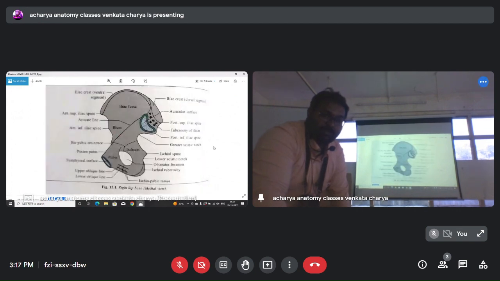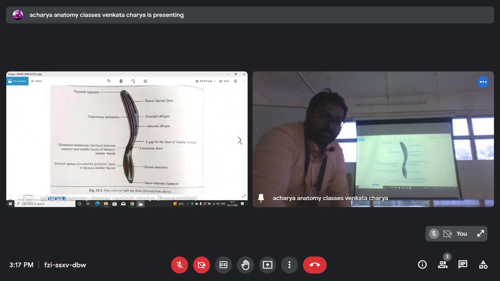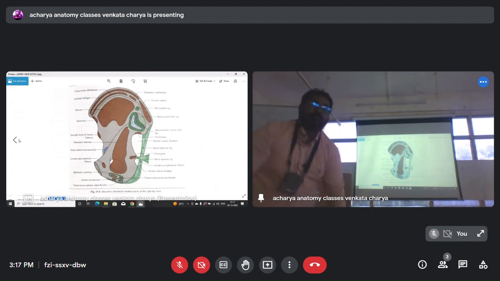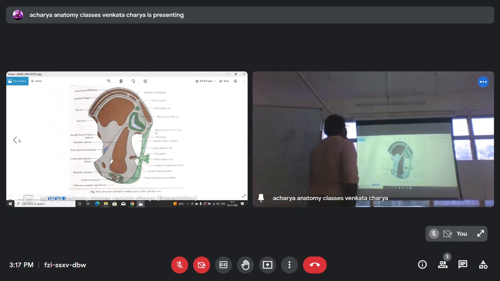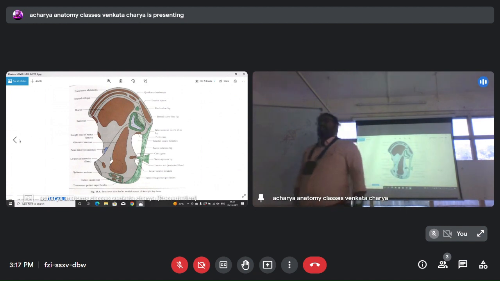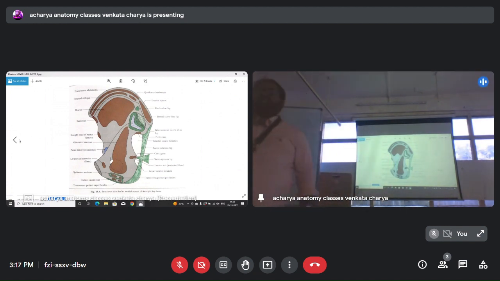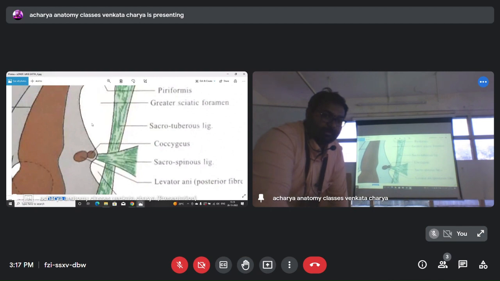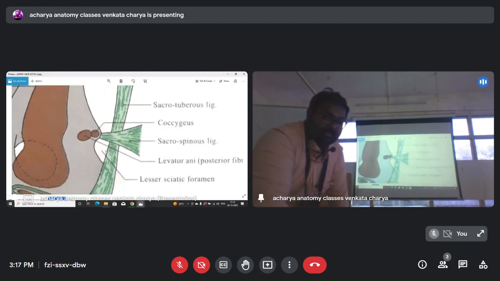Write down the ischial spine. Ischial spine separates the greater and lesser sciatic notch.